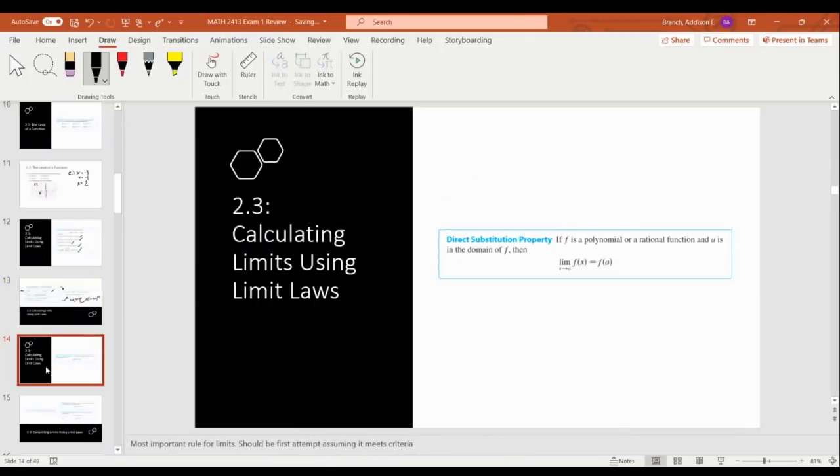But the biggest one that you'll use, and this should usually be your first attempt whenever you try to solve for limits, is your direct substitution property. Essentially, you just plug your a into your function.